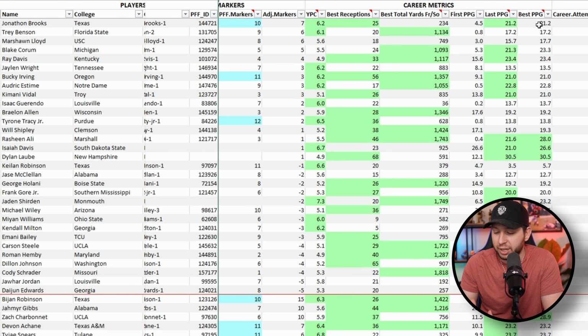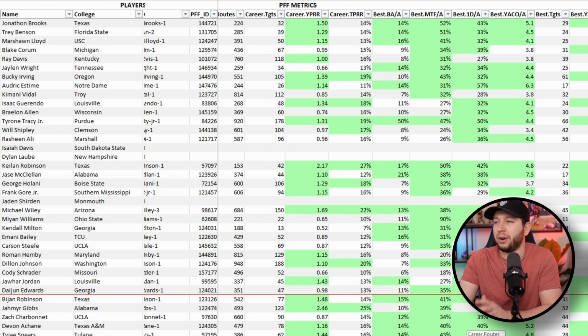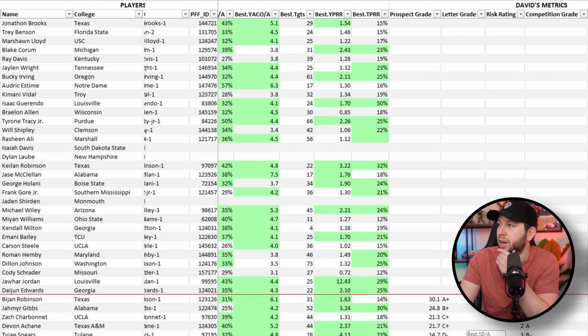As long as you have one season at least over 20, your final season over 20, and then one other season at some point in your career over 25, you will hit on both of those markers. I'm going to skip over the PFF metrics again, just like I did for wide receiver. I have them in a separate column, just like for wide receiver.